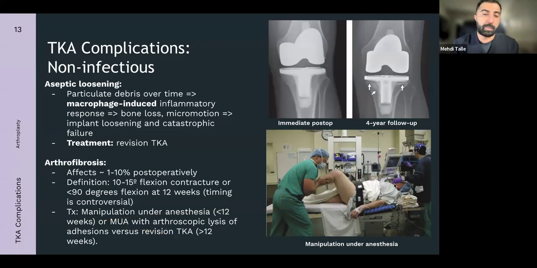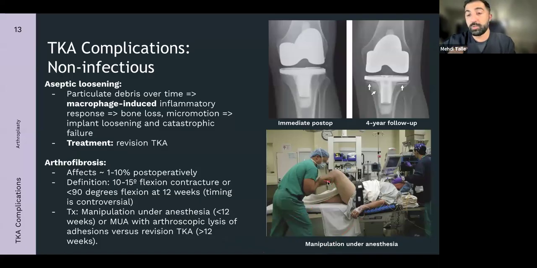And if it's later on, past the 12-week point, most people are doing this with an arthroscopic lysis of adhesions, which is where you put cameras into the joint, right? So arthroscopic surgery, and then try to debride any built-up scar tissue, and then do a manipulation under anesthesia, either before or after the LOA.